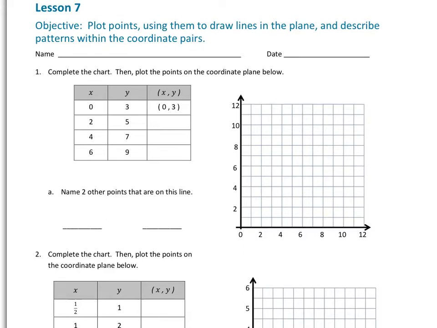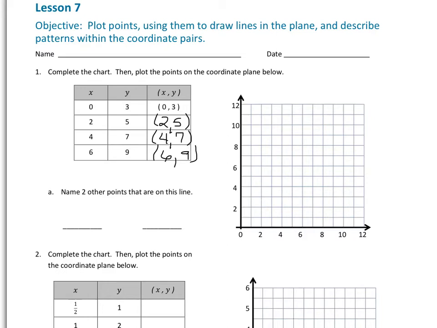Actually finding the coordinates will be rather easy. If you take a look here, they did the first one for you. X is 0, y is 3, so the coordinate would be 0, 3. So you'd have 2, 5, so that would be coordinate 2, 5. You have 4 for x, 7 for y. X always comes first, so you'd have 4, 7. And then you'd have 6 for x, 9 for y, so 6, 9.